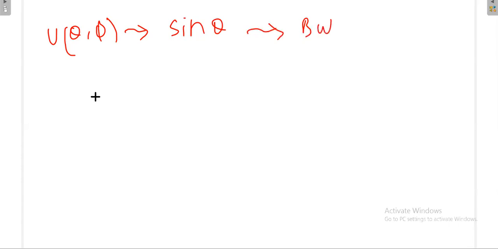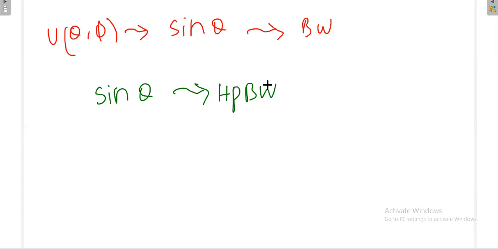If your radiation pattern is a function of sin theta, simply sin theta, again you know the sin theta nature: theta can be 0, or theta can be pi by 2 at maximum in our discussion. Then what will be the half power beamwidth when u theta comma pi is a function of sin theta?